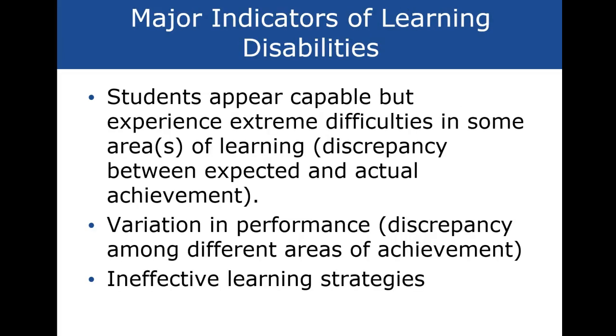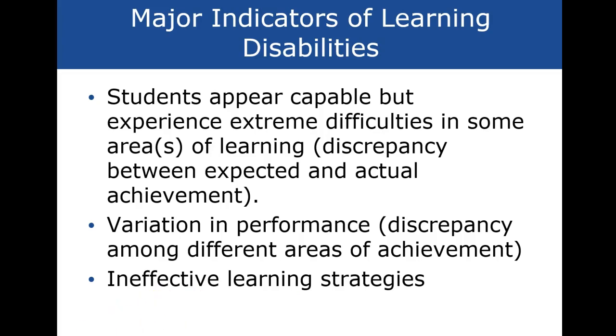So, major indicators of a learning disability: students appear capable, this is what I was just saying, experience extreme difficulty in certain areas, and then this one, variations in performance. That's a big one that I notice. And then ineffective learning strategies.